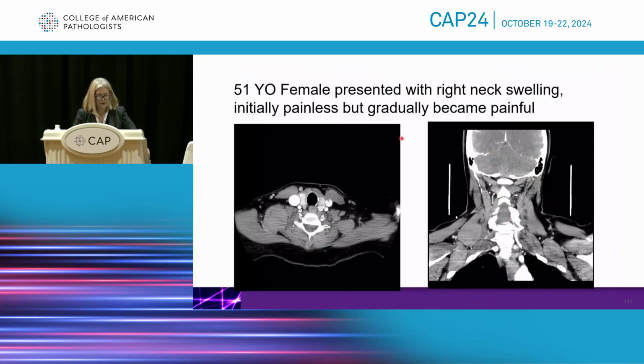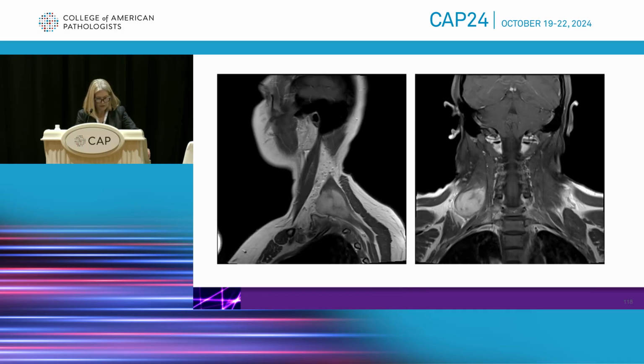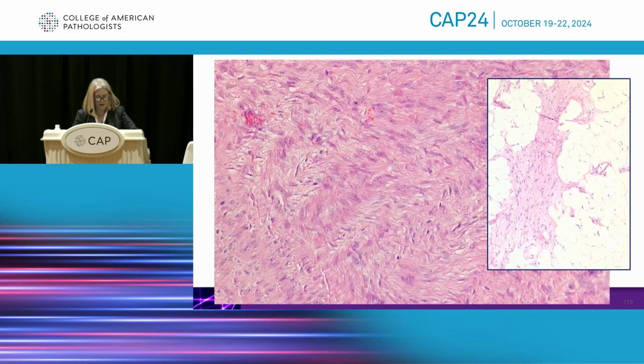Here's another case. Here's a 51-year-old female who noticed a right neck swelling, initially painless, but gradually became painful. So if we look, she's got this lesion here. Here it looks to be kind of iso-intense to the muscle in that lower neck region. So let's apply some different imaging. And we see something here. It stands out a little bit, a knot here, knot here. Maybe circumscribed, maybe has like a tail or an irregular edge here. And we took this out, and this turned out to be a fibromatosis.